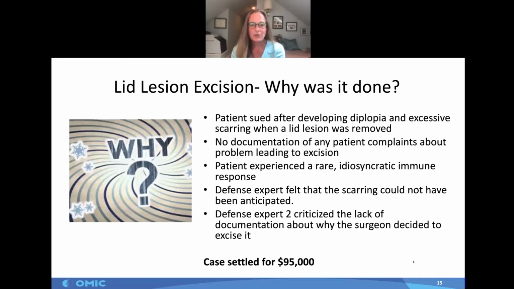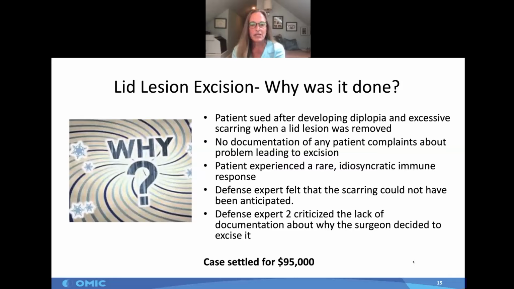So what happens when we don't document our informed consent well? We are going to discuss a case in which the standard of care may not have been violated, but the informed consent was lacking. This patient sued after they developed double vision, which happened because of excessive scarring when a lid lesion was removed. The problem was there was no documentation of any reason that the lid lesion was excised, any chief complaints, or any reason that the surgery actually happened.